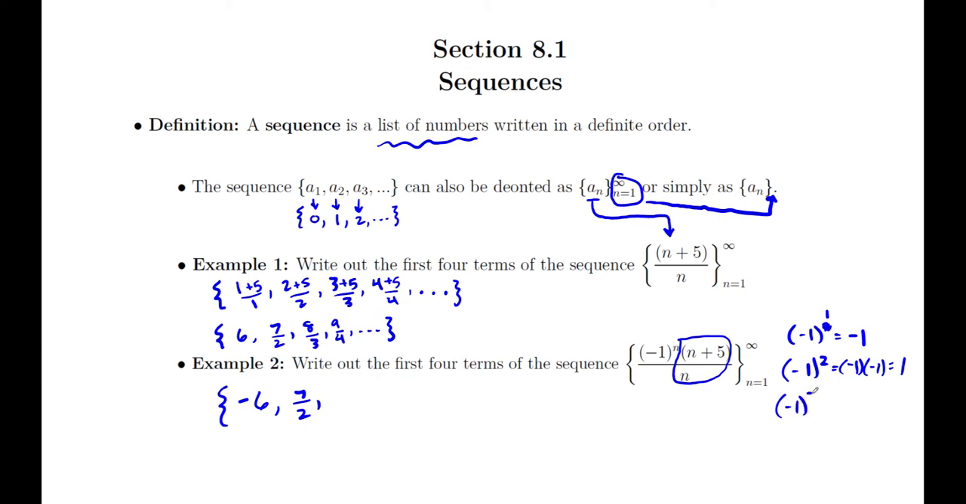And then we know the pattern here is anytime we have an odd exponent, we get a negative, and anytime we have an even exponent, we end up with a positive. And so we end up with this sequence that alternates back and forth between negative and positive, but the absolute values of that sequence are the same as our previous example.